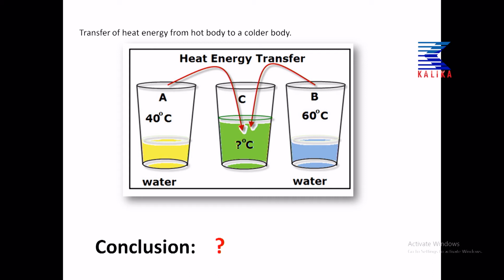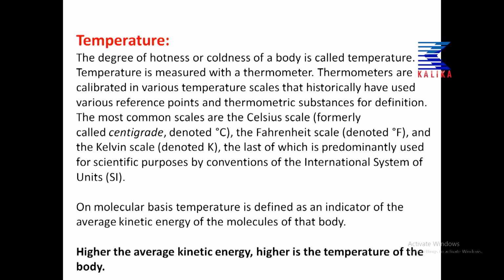That means the temperature of the cup of tea tends to decrease and the temperature of the surrounding tends to increase till the temperature of both becomes the same. That is the conclusion. So the gist, or conclusion point, is that heat energy always flows from a hotter body to a colder body. Now the next term is temperature.